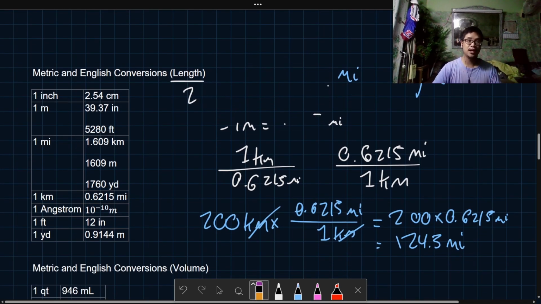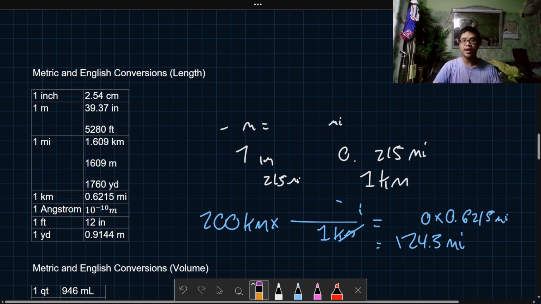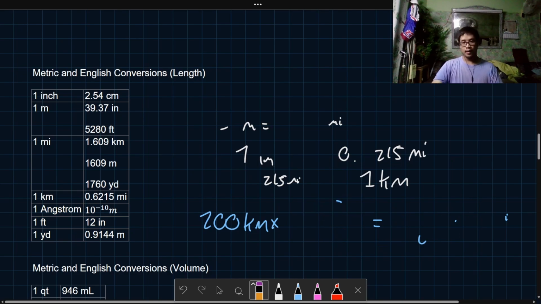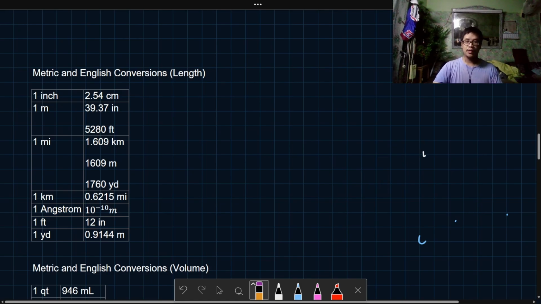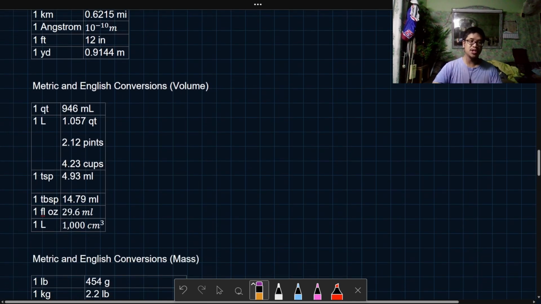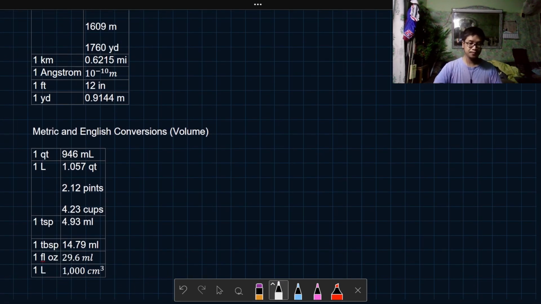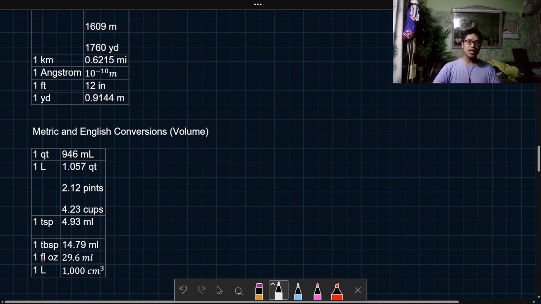Let's proceed to the next unit that involves metric and English conversion. The next units we're going to have some examples on are volume units, which are these. So let's apply the same method, dimensional analysis.